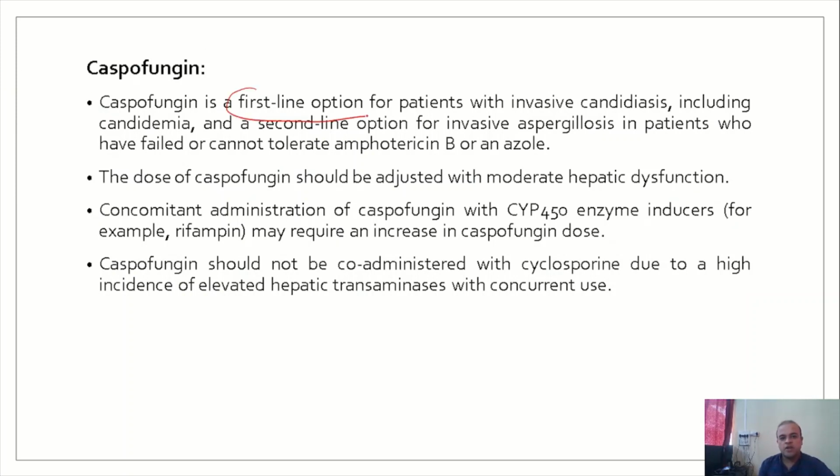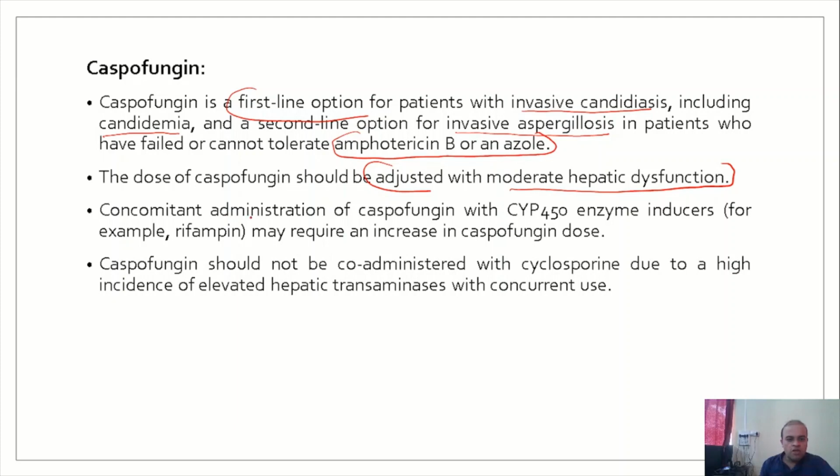It is a first line option for patients with invasive candidiasis, which includes candidemia, and a second line option for invasive aspergillosis in patients who have failed or cannot tolerate amphotericin B or an azole. The dose of caspofungin should be adjusted with moderate hepatic dysfunction. As its metabolism takes place in the liver, we have to adjust the dose if there is moderate hepatic dysfunction.